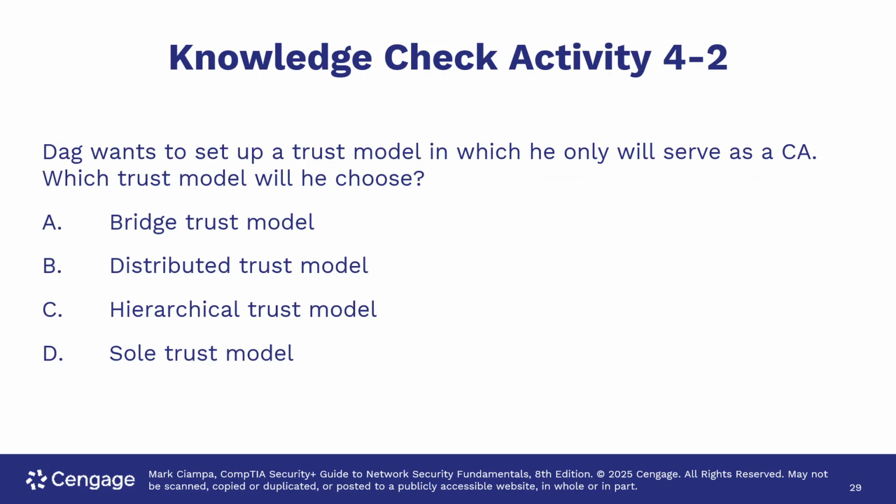Alright, so here's our check activity. DAG wants to set up a trust model in which he only will serve as a CA. Which trust model would he choose? The bridge, the distributed, the hierarchical, or the sole trust? And take a minute to think about this. So if we look at this, it's a trust model. They're all trust models. So he will only serve as a CA.